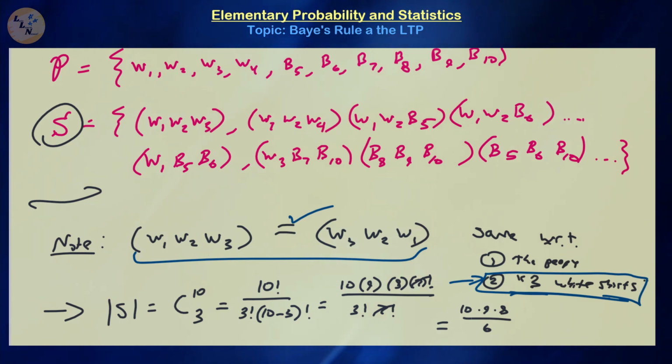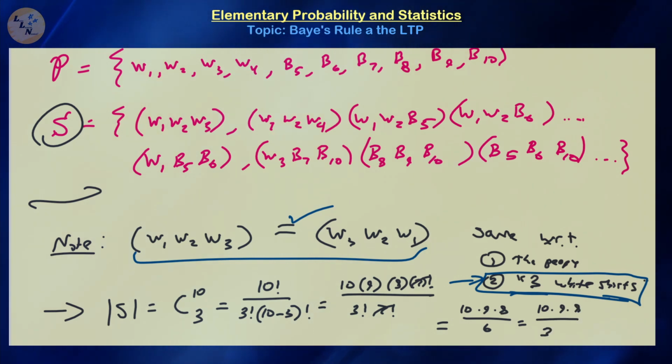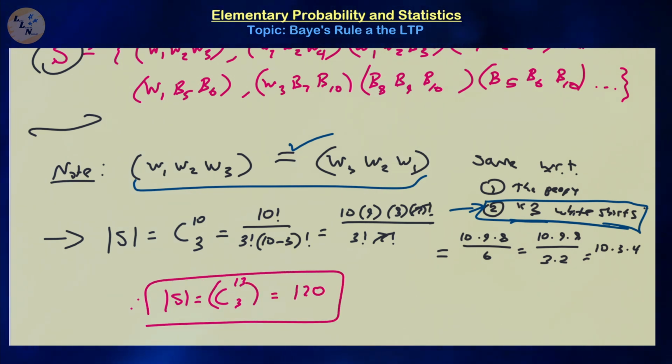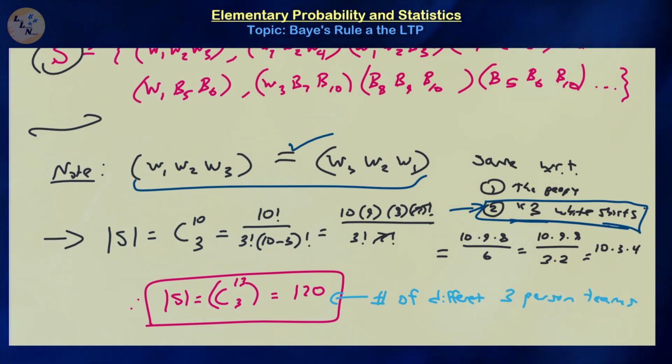And then what can you do? 6 is the same as 3 times 2, so it's 10 times 9 times 8 all over 3 times 2. That's equal to 10 times 3 times 4. 4 times 3 is 12, and 12 times 10 is 120. Therefore, the size of my sample space is going to be equal to 10 choose 3, which comes out to 120. How can you interpret this particular number? This is the number of different 3-person teams or groups or samples, either one would be fine. So that is my sample space.